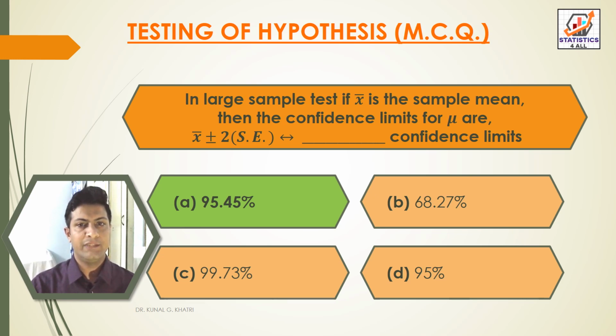In large sample test, if x bar is the sample mean, then the confidence limits for mu are x bar plus or minus 2 into standard error, that is 95.45% confidence limits.